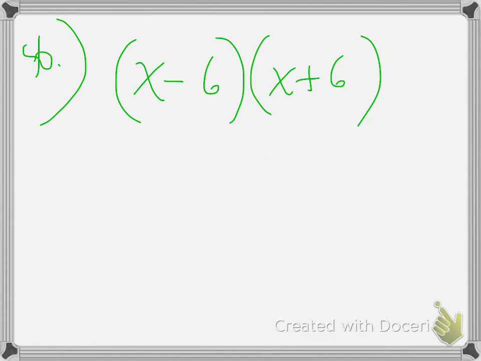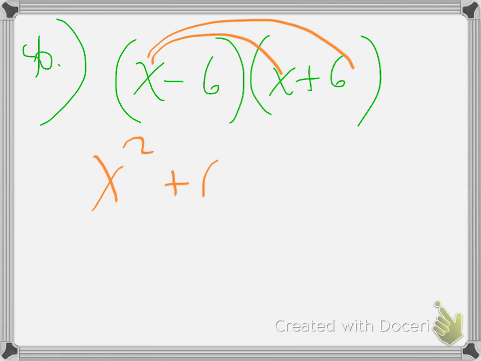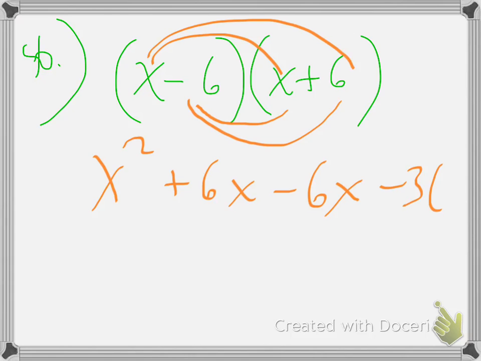Next. What do we got? We got another FOIL one, and this is one of my personal favorites, because why? Well, you get your FOIL, so you get your x squared plus 6x, but because it's now a minus x, and since it's the exact same thing in the FOIL except for the sign, you get that beautiful cancellation. Here's your minus 6x, minus 6 times 6, minus 36, and there you go.